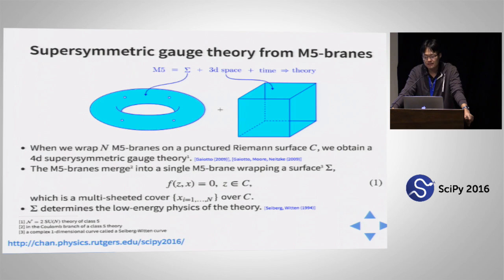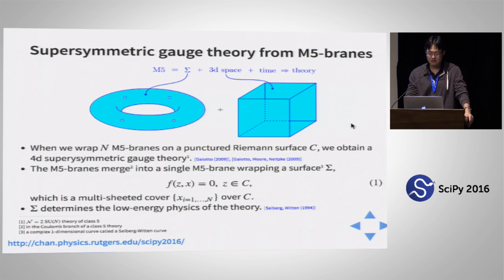We wrap this six-dimensional object onto a two-dimensional surface, more precisely a Riemann surface with punctures, and then through a high-level math of 6 minus 2 equals 4, we obtain a four-dimensional supersymmetric gauge theory, which can be considered as a mathematical model of real-world particle physics. One interesting thing is that the geometry of this two-dimensional surface will determine the physics of the four-dimensional theory. So this is one example of interplay between geometry and physics in string theory.